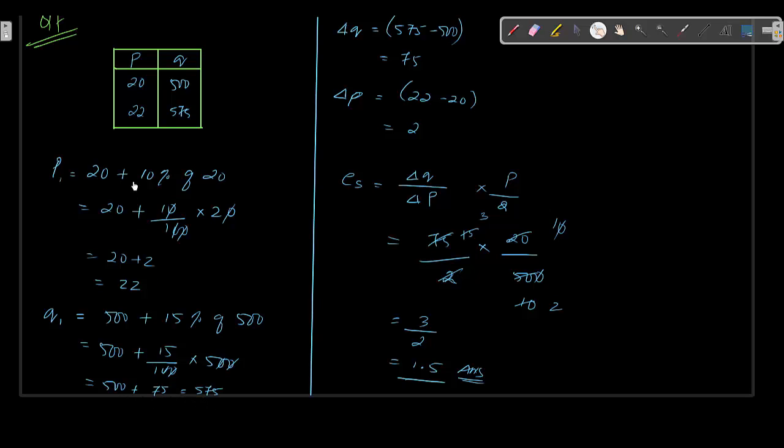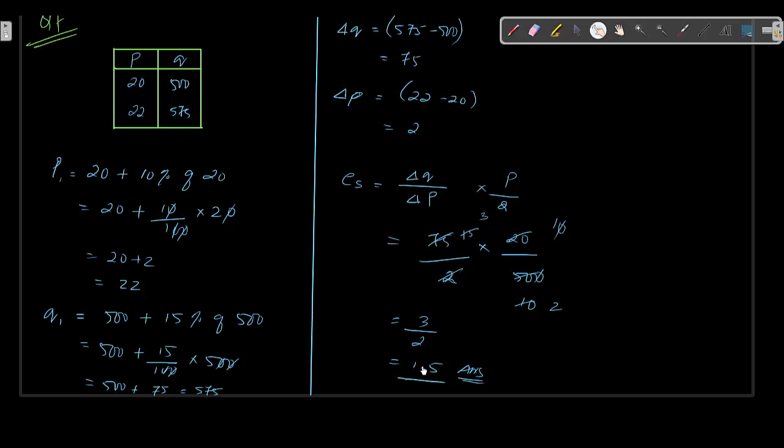Now we know the changed price and changed quantity, so we can find out delta Q and delta P. Delta Q is 575 minus 500, it is 75. Delta P is 22 minus 20, it is 2. Now we have all the required data here, so let's put it in the formula. ES is equal to delta Q by delta P into original price by quantity. Delta Q is 75, delta P is 2, original price is 20, original quantity is 500, so therefore 20 by 500.